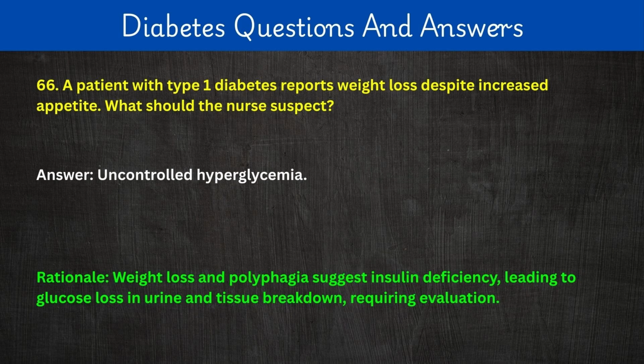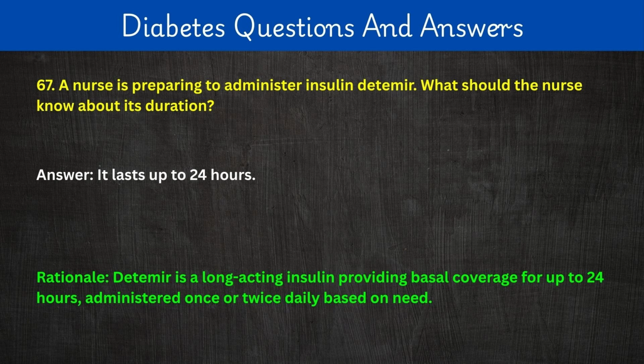66. A patient with type 1 diabetes reports weight loss despite increased appetite. What should the nurse suspect? Answer: uncontrolled hyperglycemia. Rationale: weight loss and polyphagia suggest insulin deficiency, leading to glucose loss in urine and tissue breakdown, requiring evaluation.